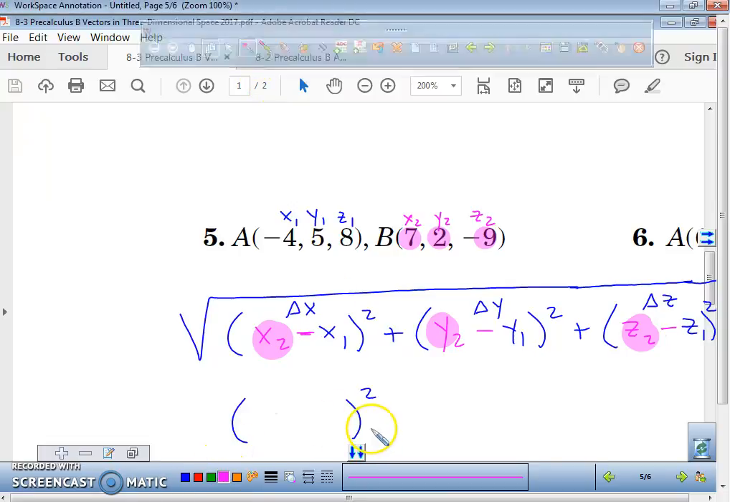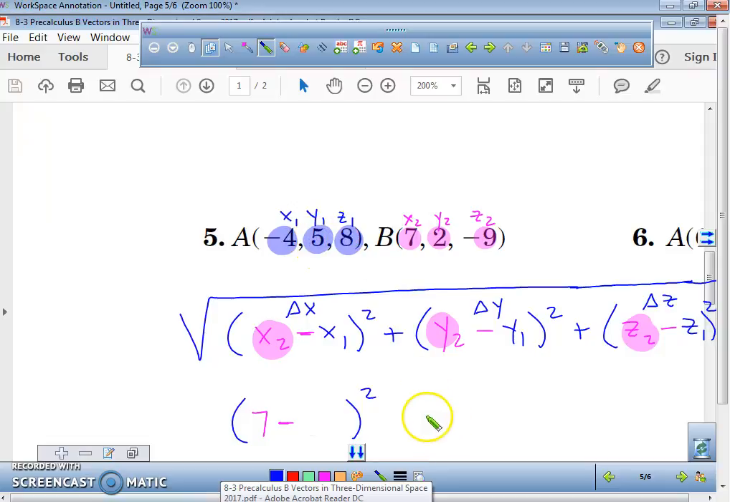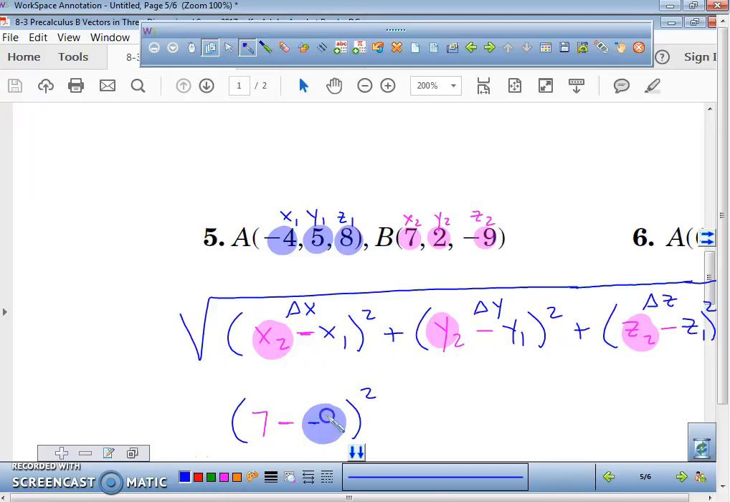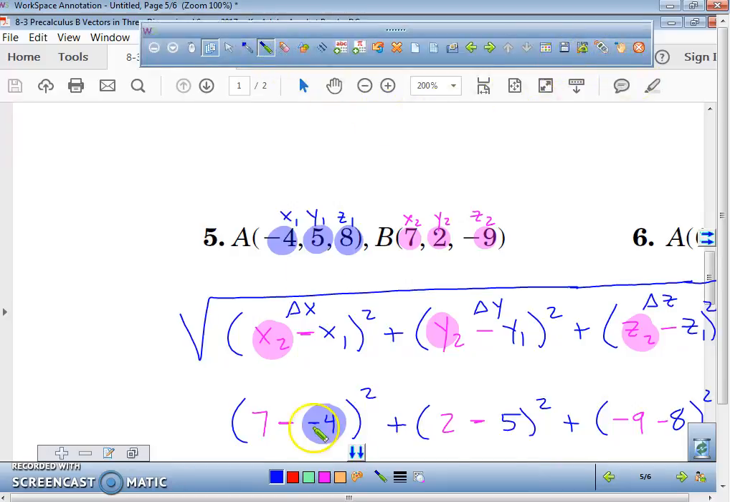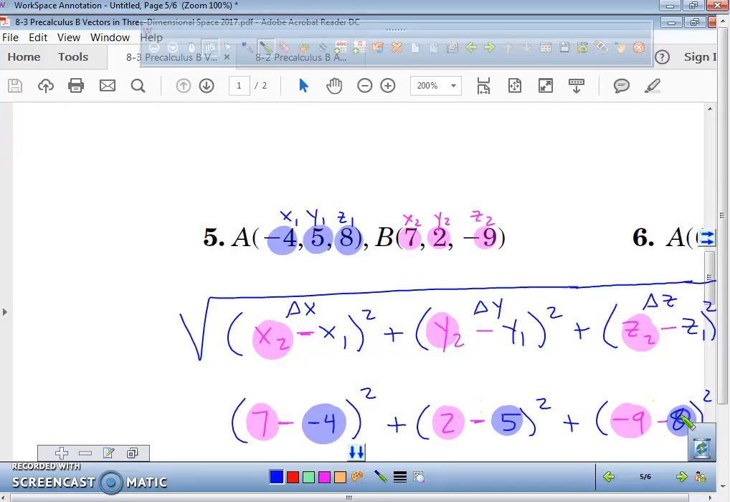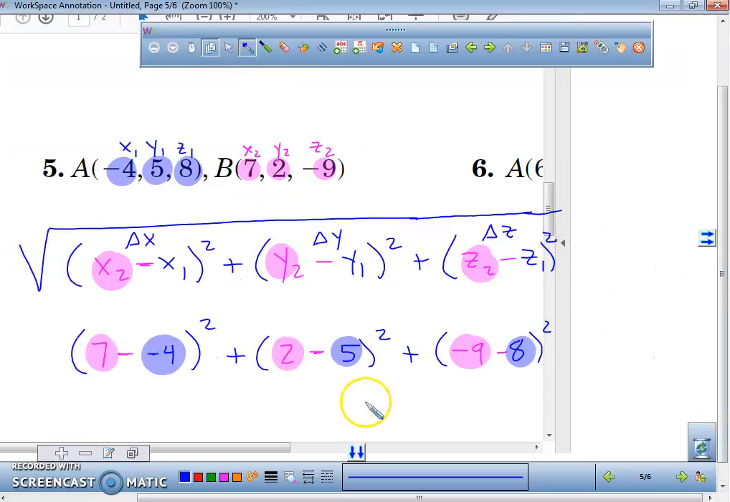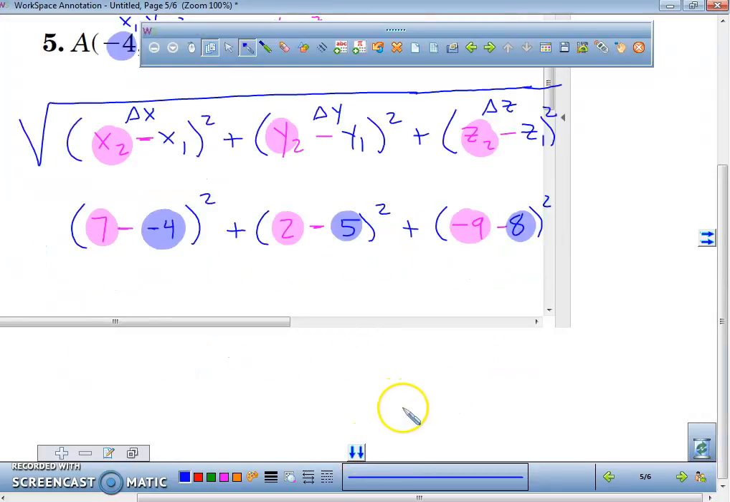What is my x2 coordinate? My x2 coordinate is a 7. So I've got to go 7 minus, what is my x1 coordinate? Right here, what do I actually have to plug in? I have to plug in a -4, plus, what's my y2? 2, minus, what's my y1? 5, plus, what's my z2? -9, minus, what is my z1? 8. So what I'm going to do right now, everybody, is highlight everything so you can see it clearly. If you need to, pause the video and see how everything is set up. Very important that when you do this, you use the formula. You don't just do everything in your head. That's where people make mistakes, when they think they can just skip ahead without writing things down.